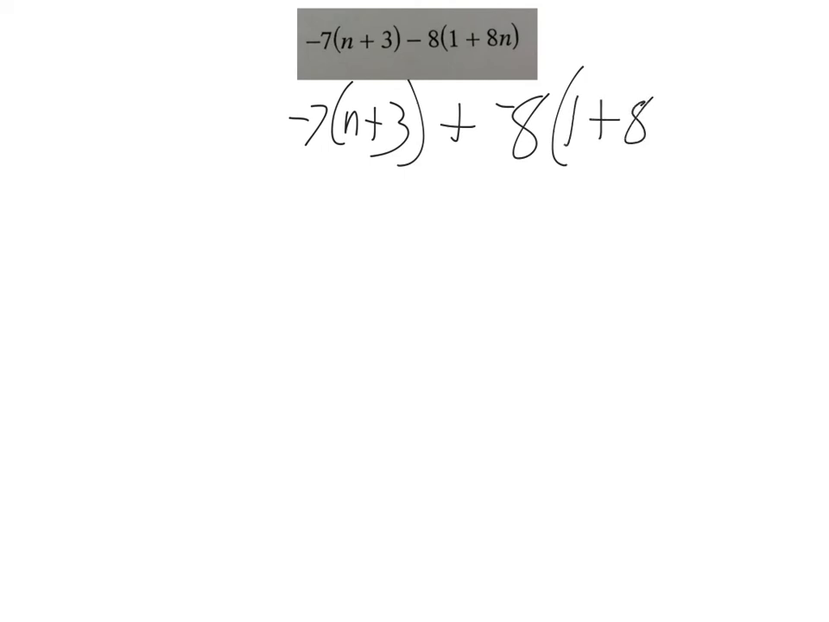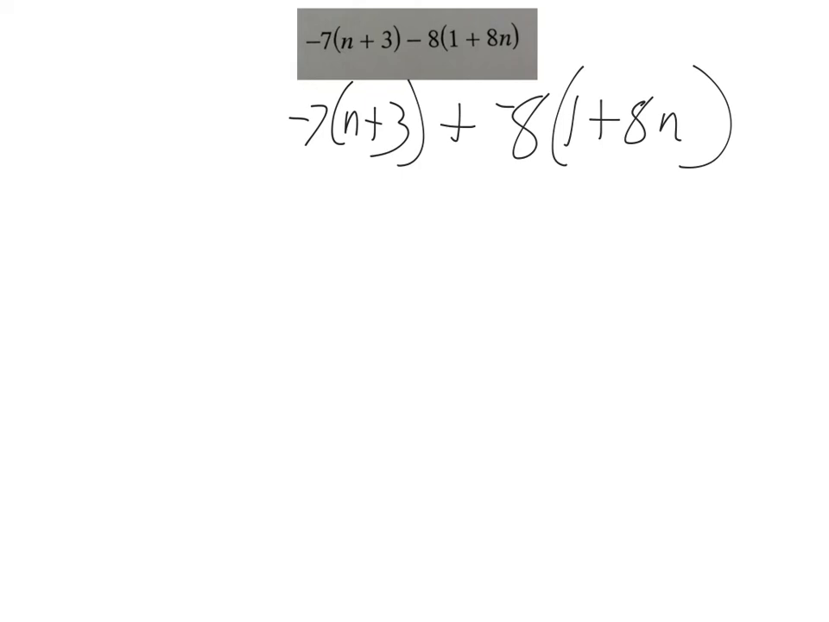All right, this is problem 3. This is the most challenging one we have. We have negative 7 times n plus 3, and then we have minus 8 times 1 plus 8n. So the first thing I would do here is leave the negative 7 alone, times n plus 3, and then I would add and change this to negative 8 times 1 plus 8n.